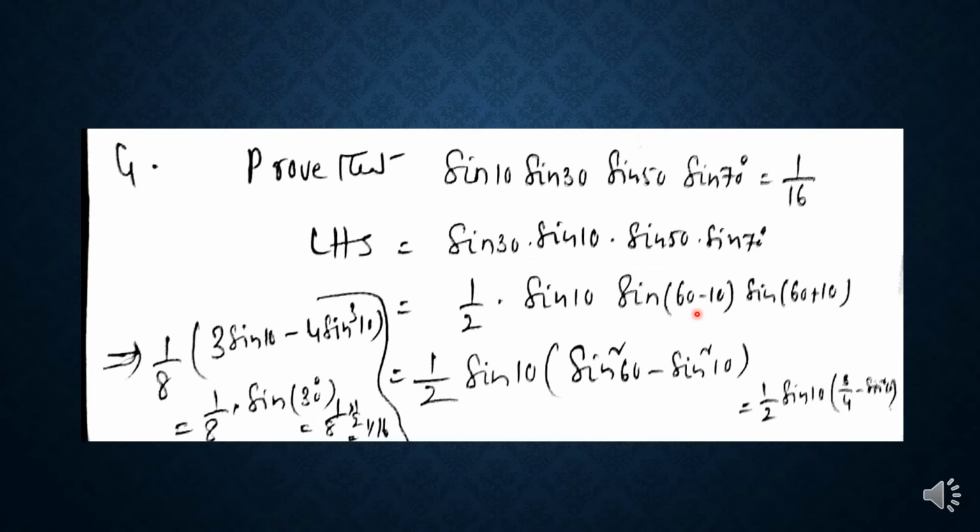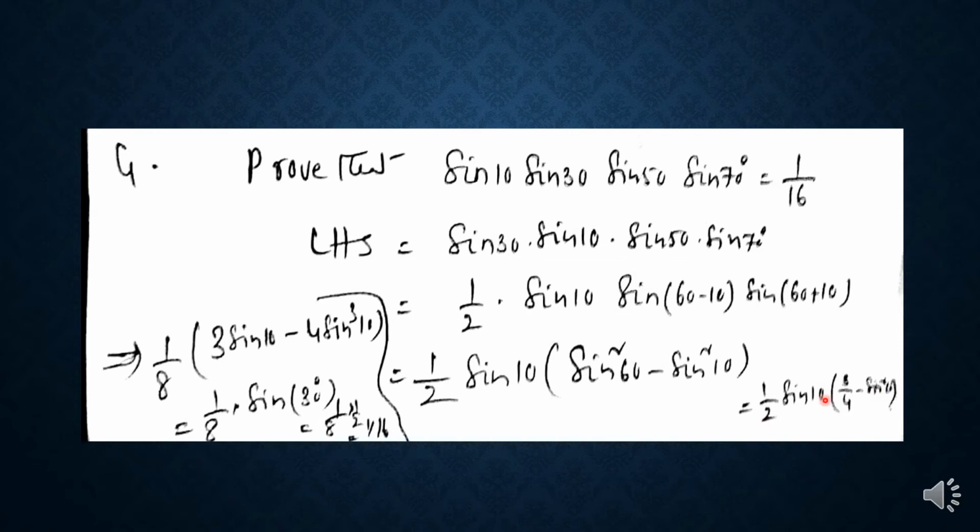So what is the formula for sine of a plus b into sine of a minus b? We have sine of a plus b into sine of a minus b is sine square a minus sine square b. So by substituting that, we'll get 1 by 2 into sine 10 into sine square 60 minus sine square 10. That is 1 by 2 sine 10 into, sine 60 value is root 3 by 2, root 3 by 2 whole square minus sine square 10. Root 3 by 2 whole square means root 3 whole square by 2 square, root 3 whole square means 3 by 4, minus sine square 10.